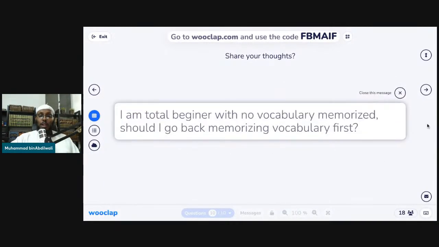I'm told to begin with no vocabulary memorization. Should I go back to memorizing vocabulary first? It would be good to memorize some vocabulary. I mean, if you're part of the Arabic grammar challenge, I've shared some vocabulary, like the personal pronouns and demonstrative pronouns, in the group when I started teaching.